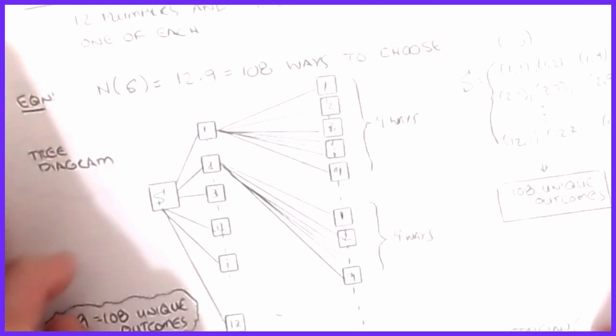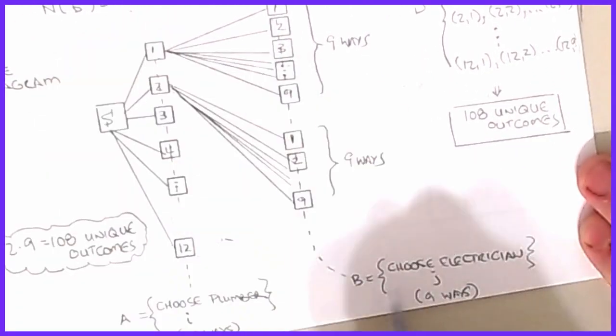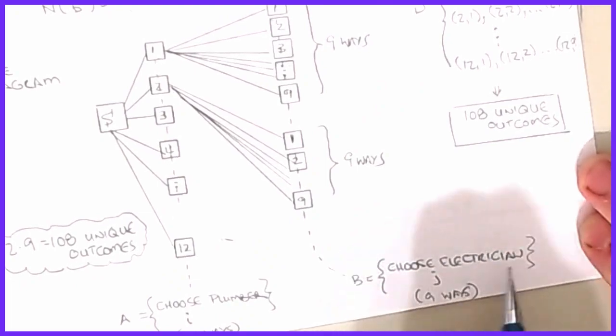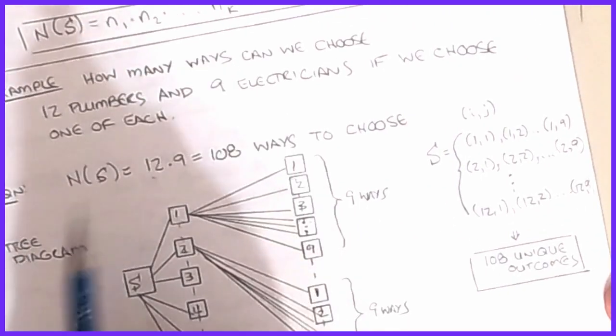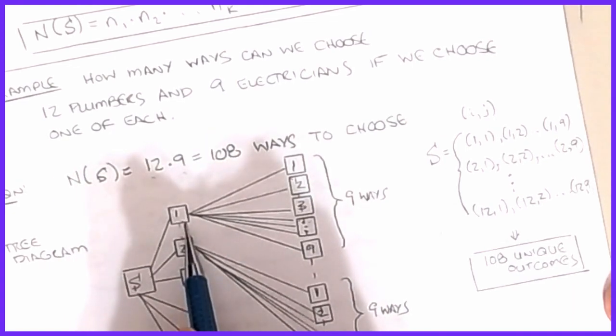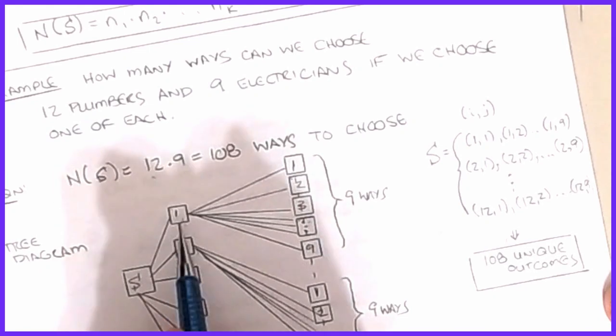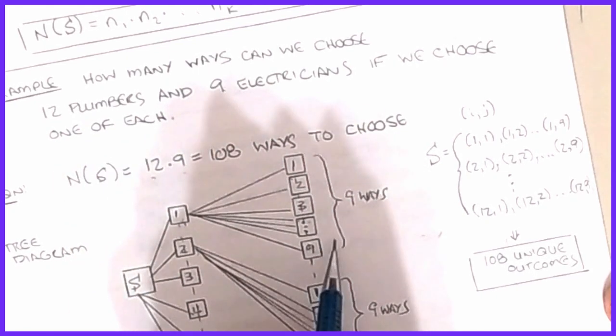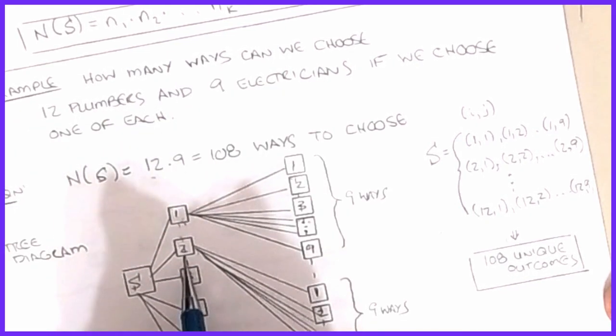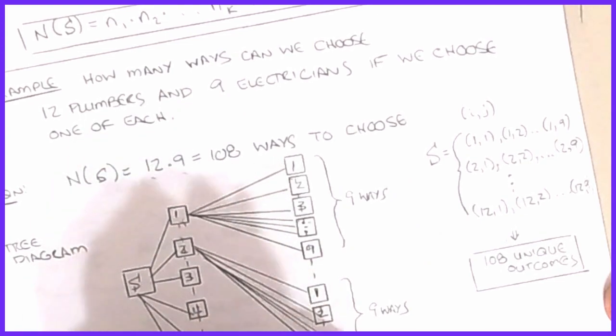Once I choose one of those, let's say we chose plumber number 1, then for every one of those we look at our event B, our J event, where we'd be choosing our electricians, and there are 9 of those. So for every one that we choose for the first event, there are 9 possible choices. For this plumber, I could choose any one of the 9 electricians. For number 2, I could choose any one of those same 9 electricians.